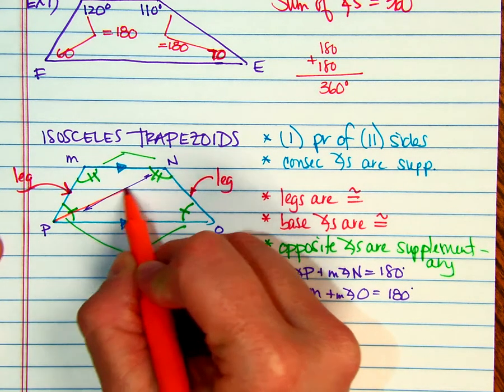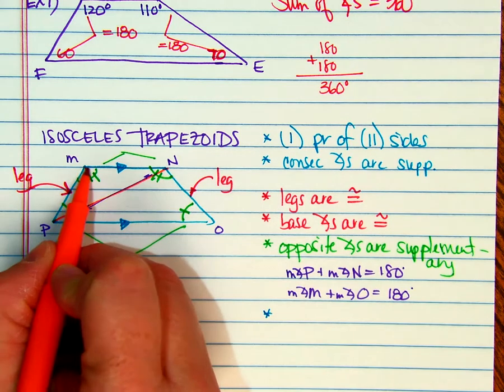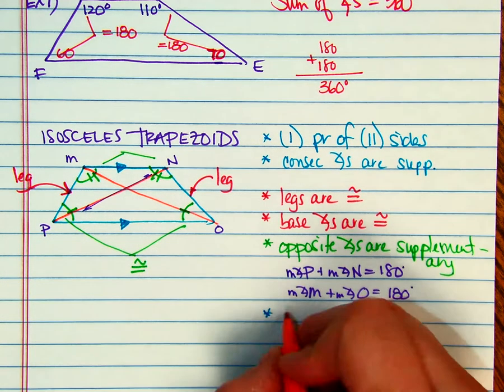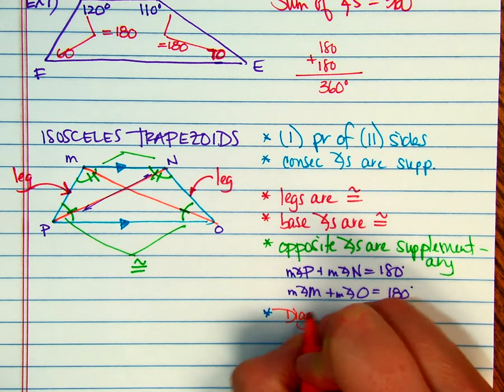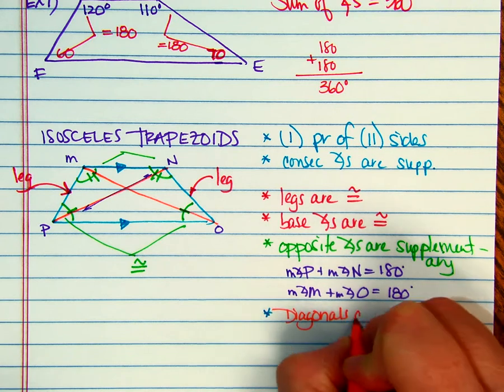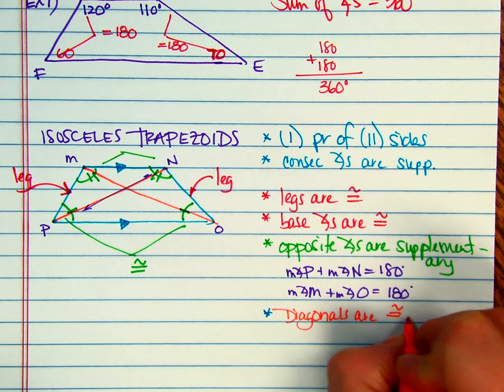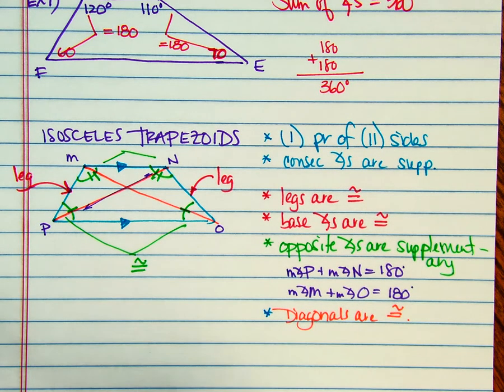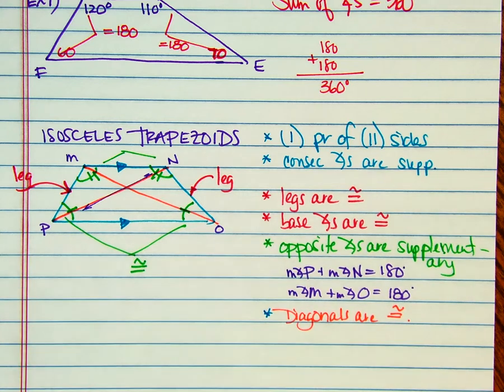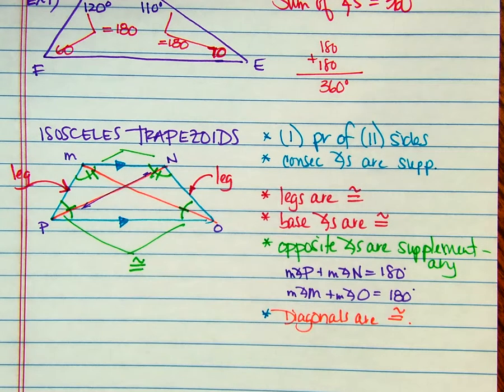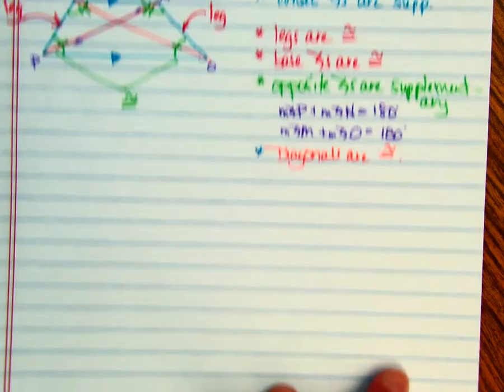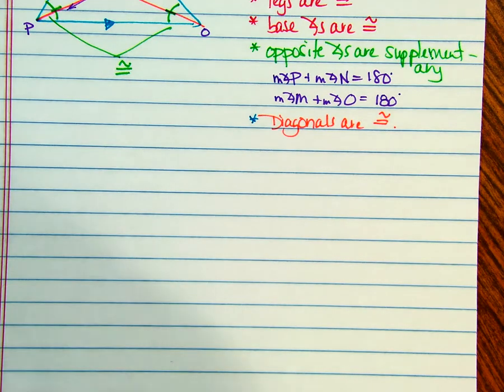And the last thing that is true in an isosceles trapezoid, I'll use a different color, and that is that the diagonals are congruent. Okay, diagonals are congruent. Let's do a couple examples of isosceles trapezoids. I'm running out of some good examples here. Hold on.